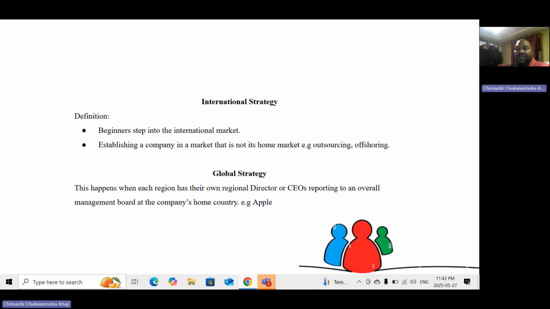It's very important that before any organization enters the international market, they must be able to understand the market by doing a comprehensive market analysis. So the company is establishing a company in a market that is not just its home market. Under international strategy, we have what we call the global strategy. This happens when each company in different areas has its own regional directors or regional CEOs, but all report to one managing board in their home city.